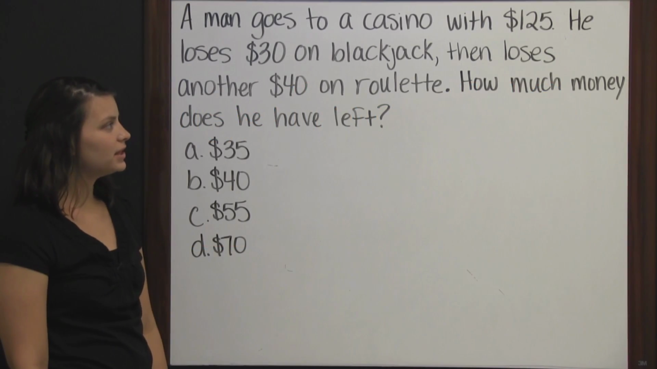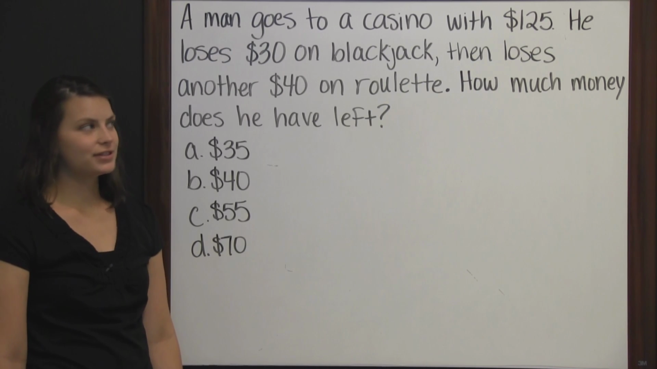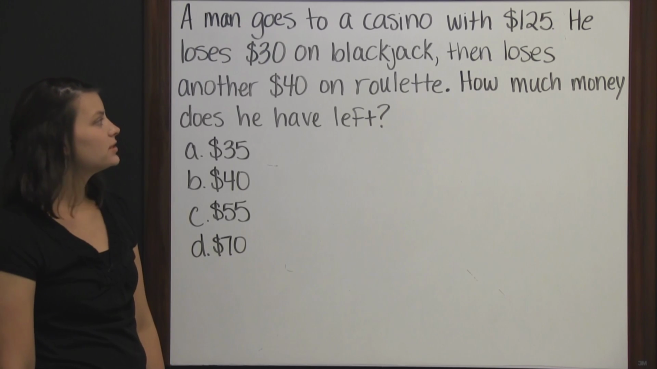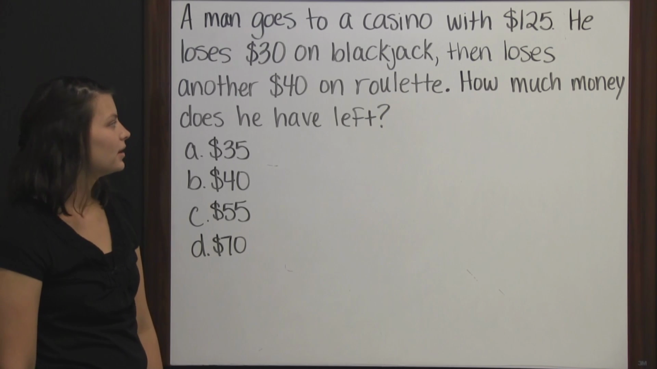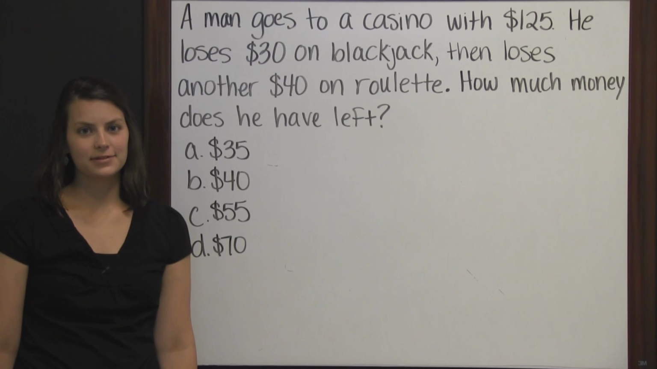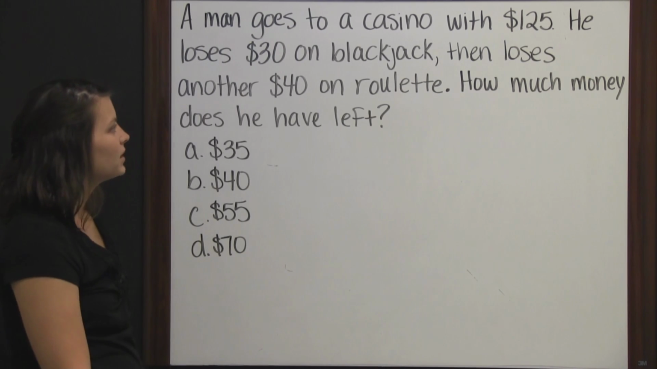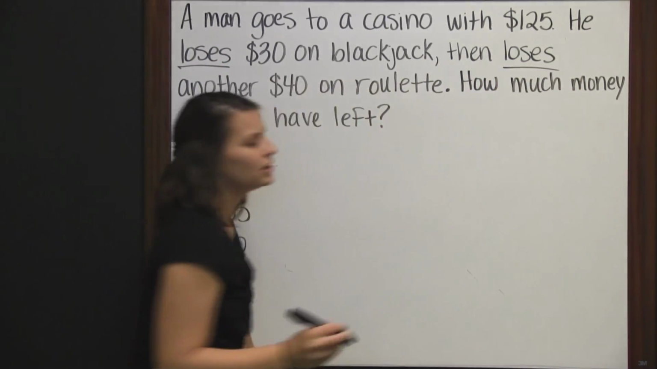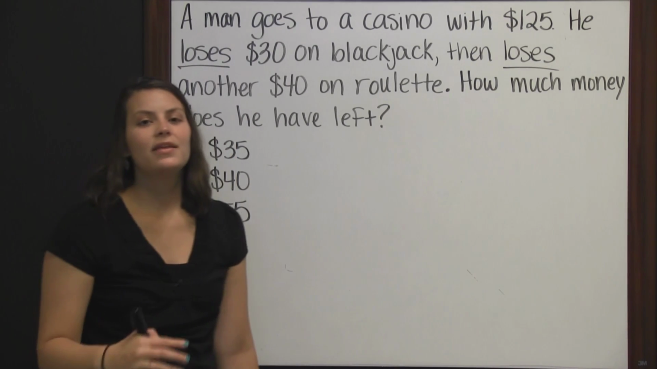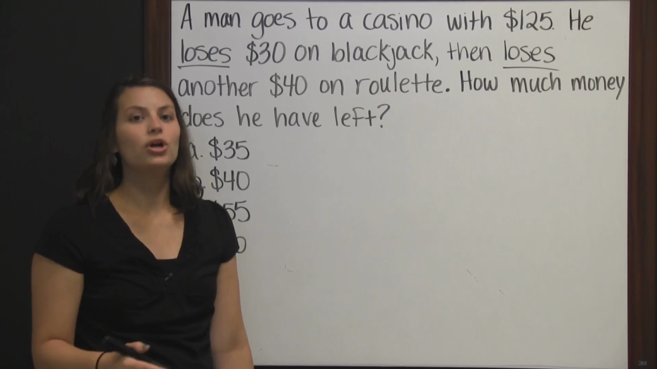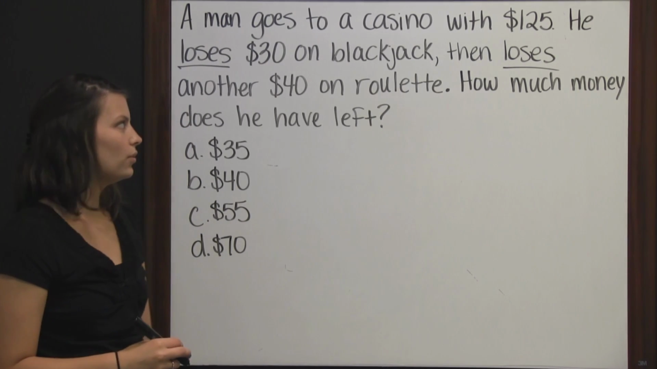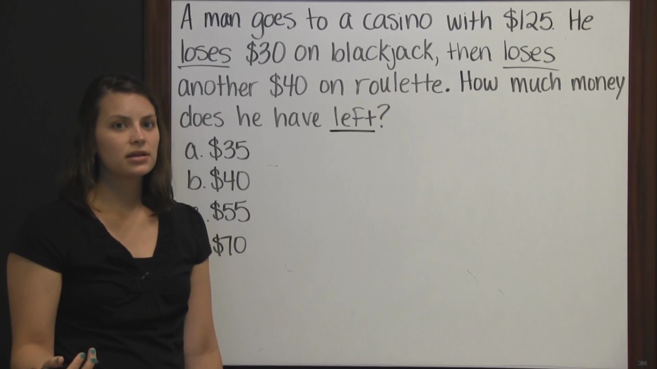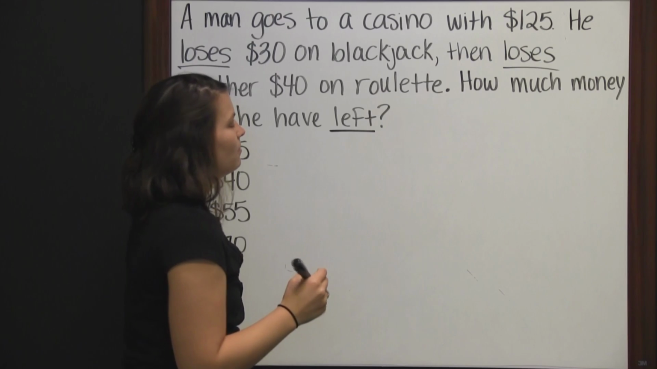A man goes to a casino with $125. He loses $30 on blackjack, then loses another $40 on roulette. How much money does he have left? So the key word here is loses. He's losing money. We see it in two different places. He's losing money, which means that's money that is taken away from him or subtracted from his total. So to determine what he has left, we're going to subtract the money he lost from what he came with.